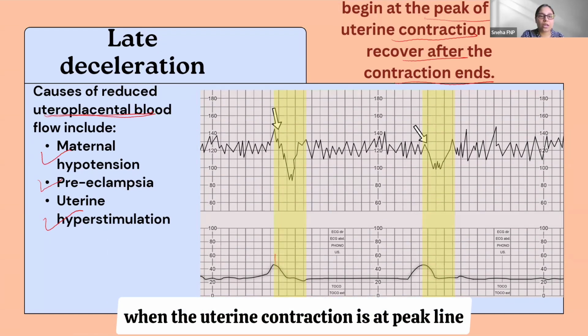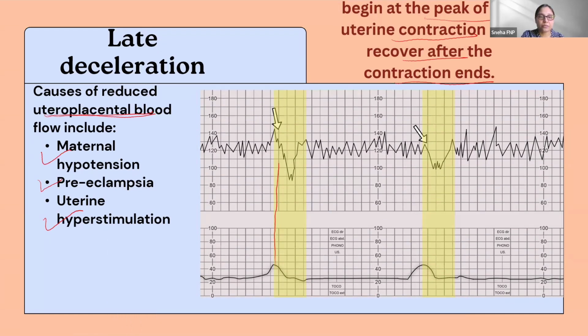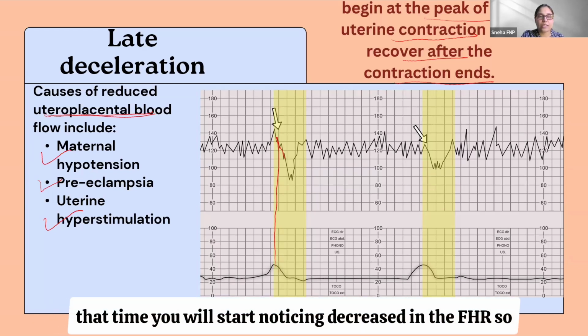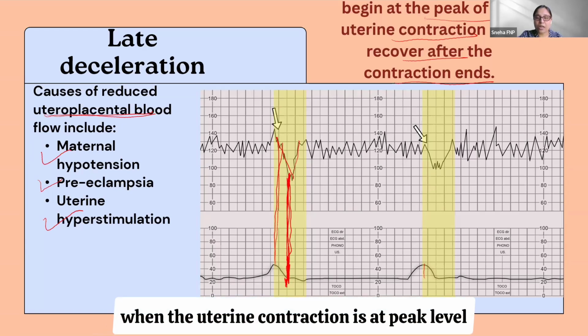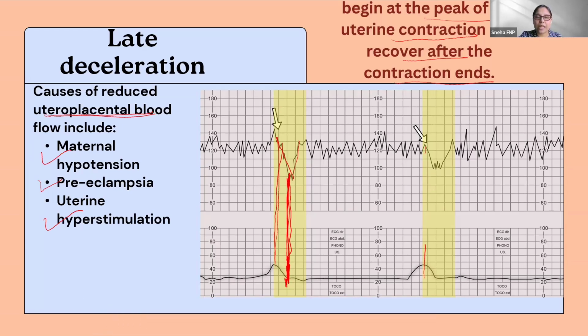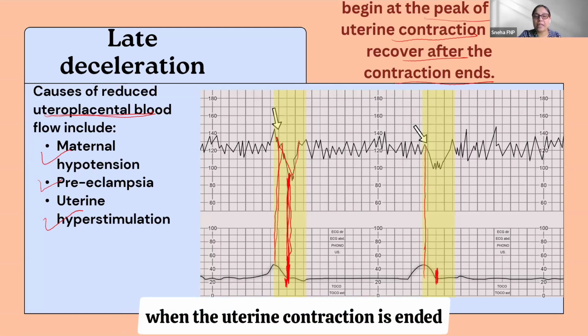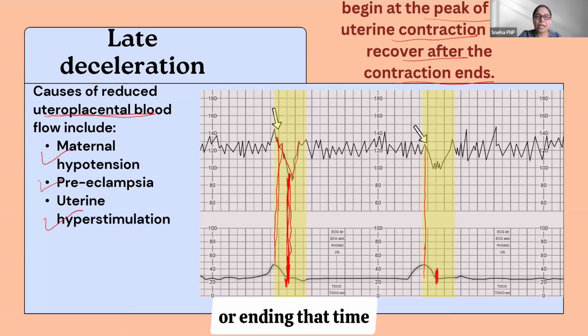When the uterine contraction is at peak, that is the time you will start noticing a decrease in the FHR. One more time, what I'm saying is when the uterine contraction is at peak level, the FHR starts decreasing. When the uterine contraction has ended or is ending, that time the lowest point will be there.